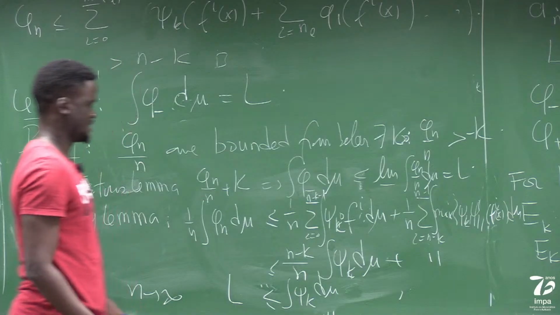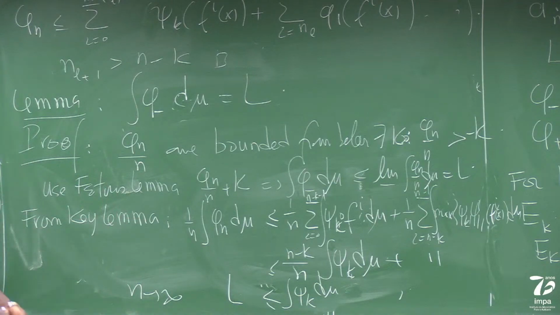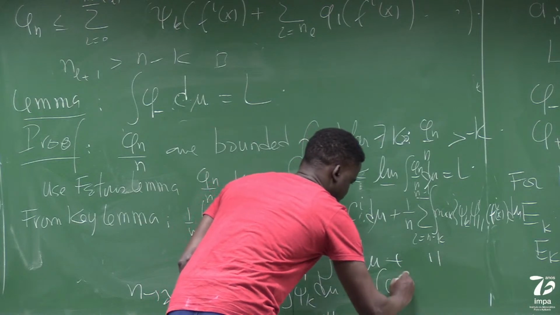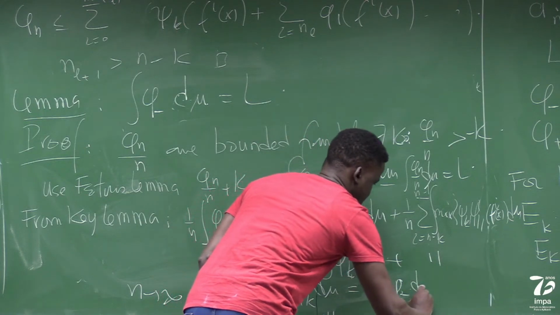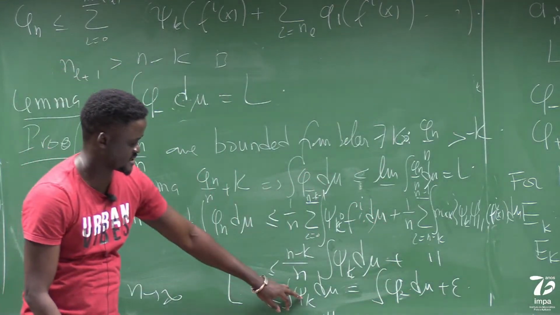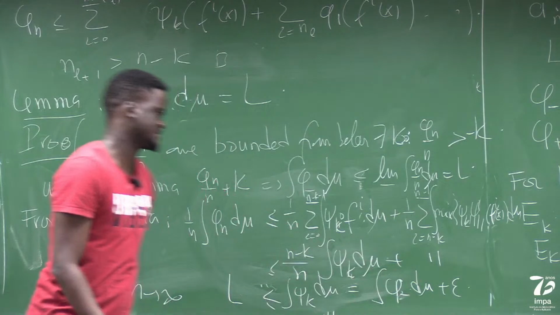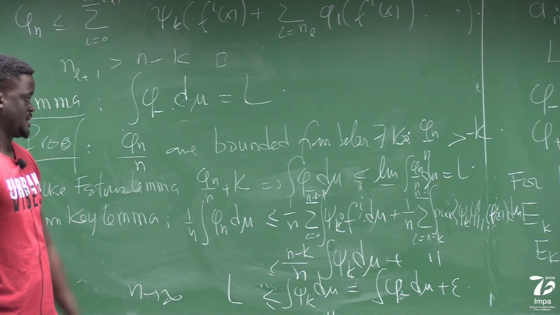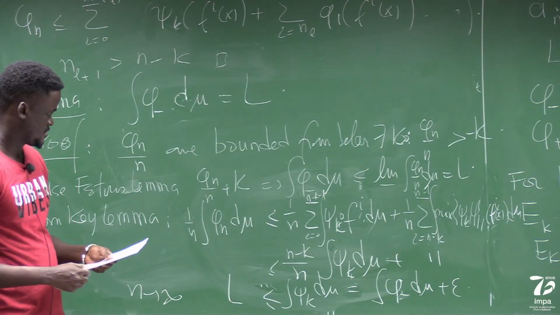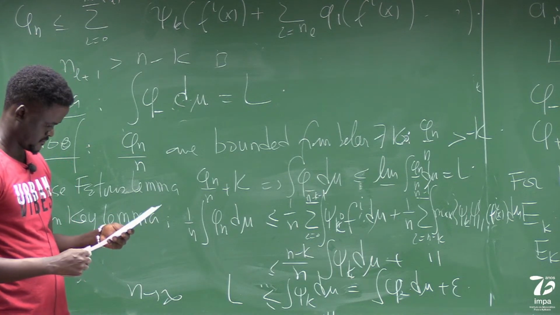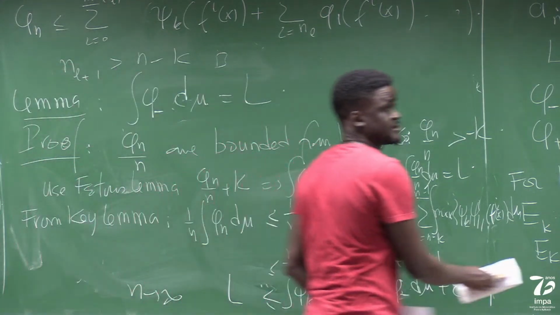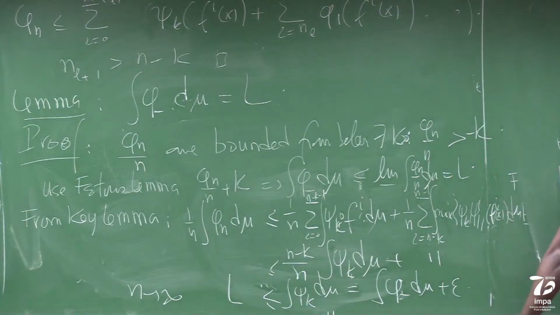So when you take the limit when n goes to infinity, this is what you have, and this is the integral of phi minus d mu plus epsilon. Because phi k was constructed so that it converges to phi minus plus epsilon. And epsilon is arbitrary, so you get the limit you want.